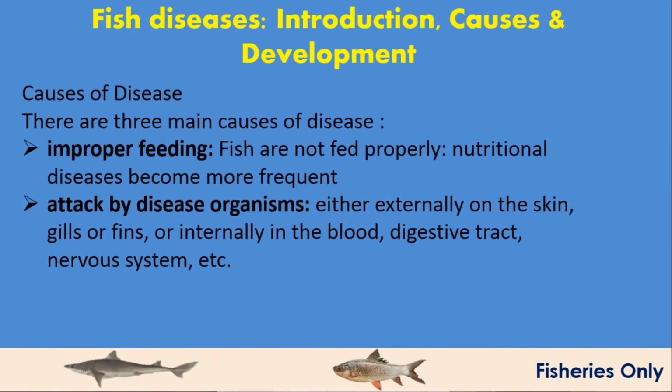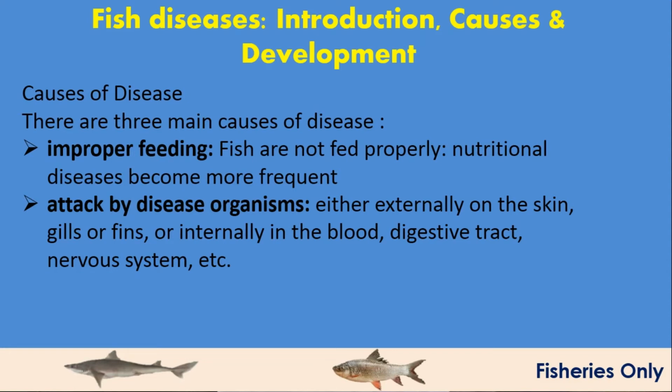Now we will discuss the causes of diseases. As we already learned in the introduction, there is an intensification of the stocking density and intensive use of artificial food, chemicals and antibiotics, which leads to stress on the fishes, and ultimately the disease condition occurs. There are three main causes of the diseases.